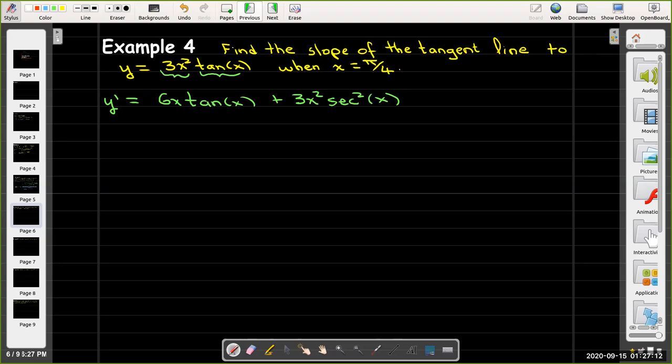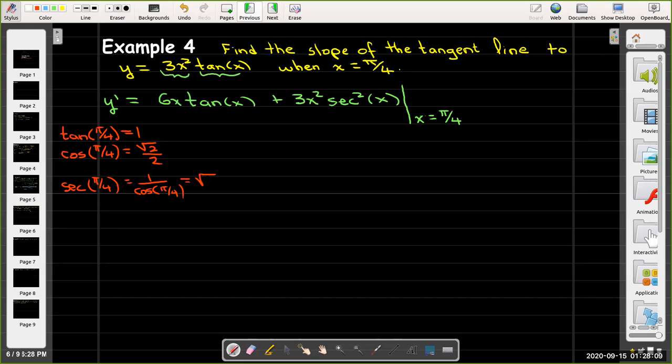Right, and then I'm going to have to evaluate that when x equals pi over 4. So I'll have to remember some of my unit circle facts. So tangent of pi over 4 equals 1. Cosine of pi over 4 is root 2 over 2. So secant of pi over 4 is 1 over cosine of pi over 4. And that simplifies to radical 2. So secant squared pi over 4 would be 2.